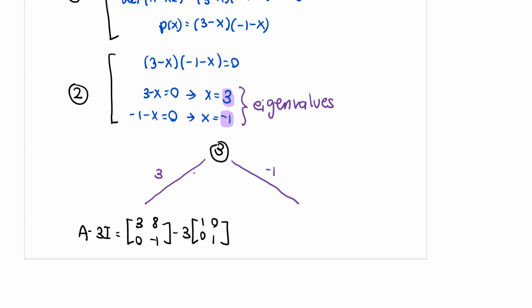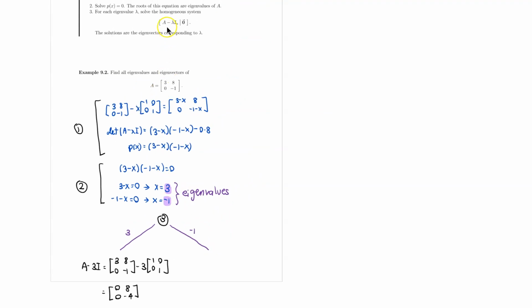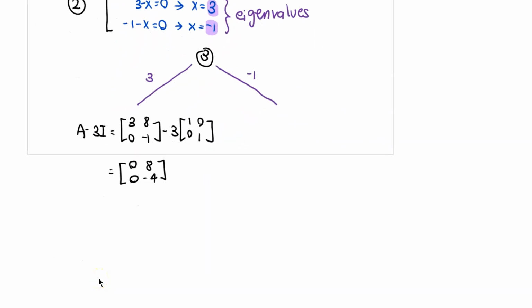0, 0, 1. In this case, I'm going to get, let's see, 3 minus 3, so that's going to be 0. 8 minus 0 is going to be 8. 0 minus 0 is going to be 0, and then negative 1 minus 3, that's going to be negative 4. Now, I need to solve for the homogeneous system. This thing as a matrix on the left-hand side, and then the right-hand side is just going to be 0. So my matrix is going to be 0, 8, 0, negative 4, and then 0, 0.